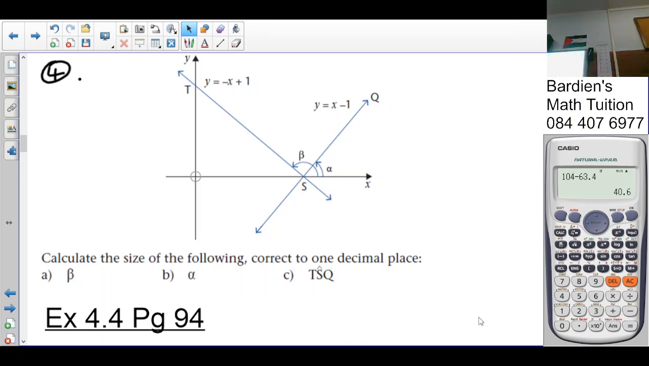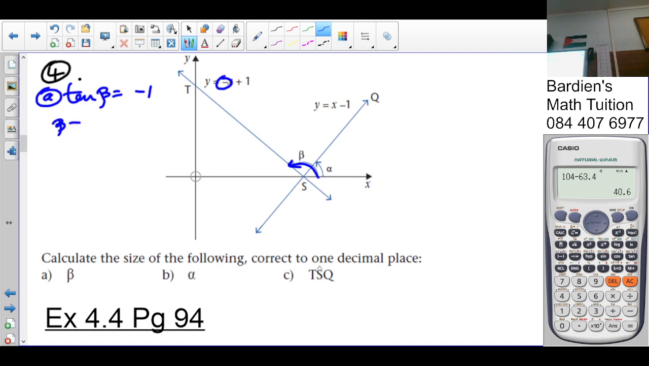Alright, so the first question says calculate the size of the following, correct to one decimal place, beta. So angle beta, which gradient do we need? The gradient of TS. Tan of beta is equal to the gradient of TS, which is negative 1. Not so? So we'll say angle beta is equal to arctan of negative 1, which is negative 45 degrees. Not so? When I add 180, I get 135 degrees. You all agree with that?